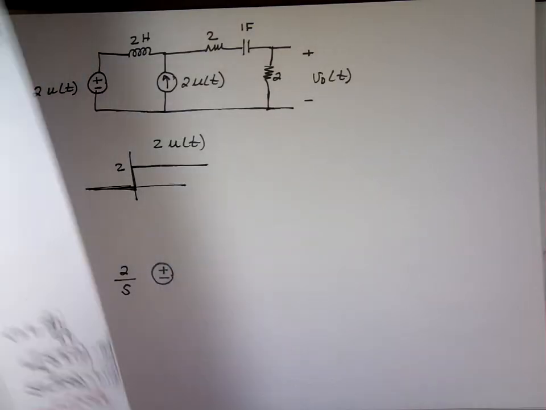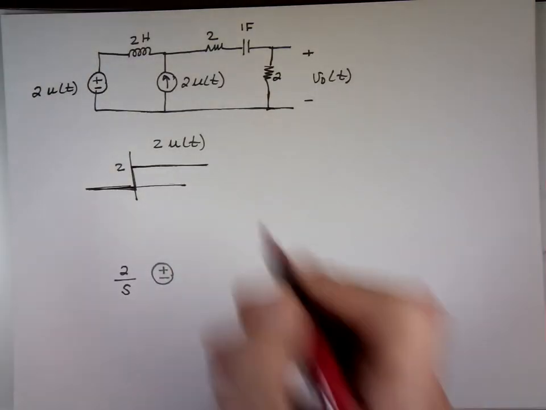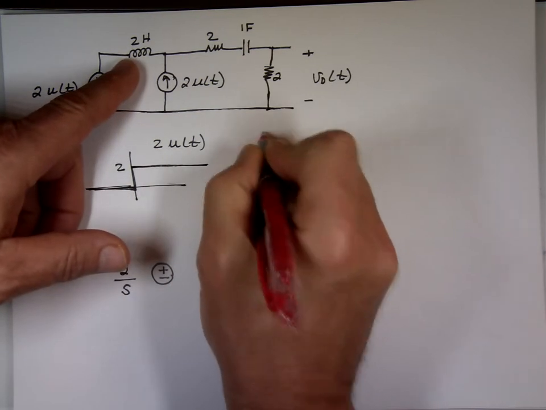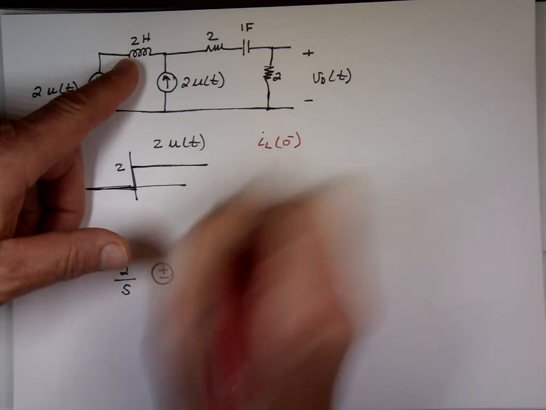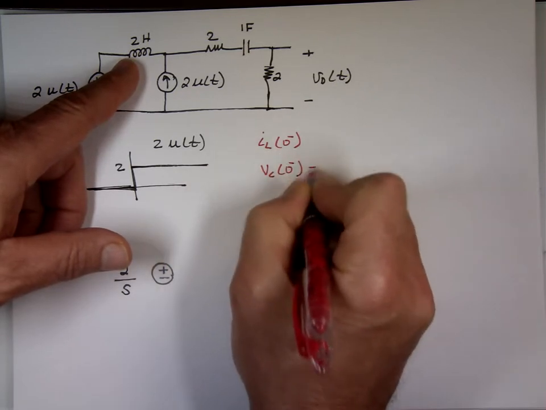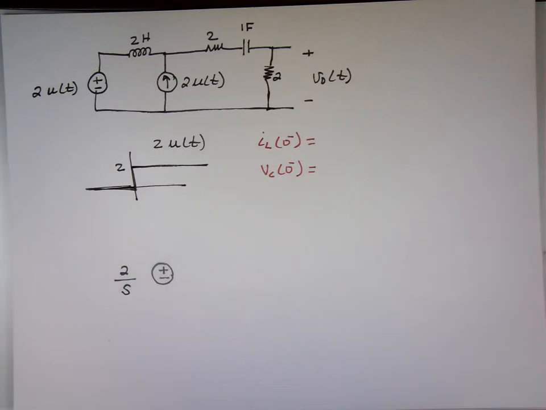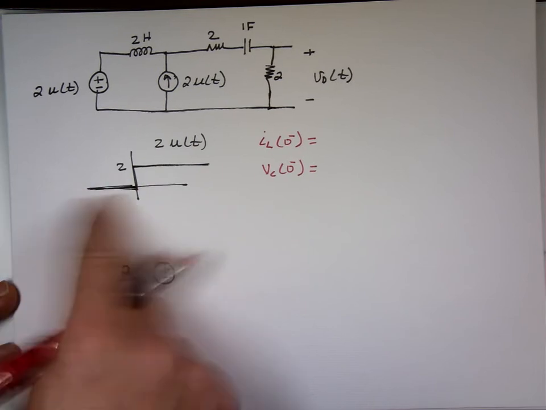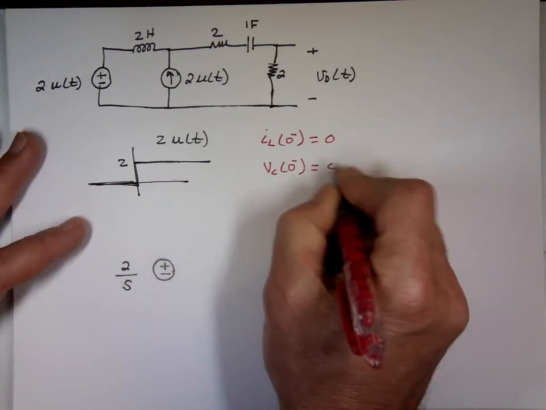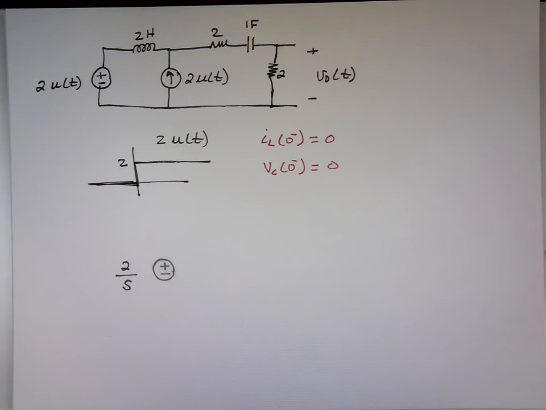I forgot to mention one more thing. What is my current through the inductor at 0 minus for this circuit? And what's the voltage across the capacitor at 0 minus in this case? Well, there is no source on the circuit for t less than 0. Your source was a 0. There's nothing going through it. So this is a 0, that is a 0. For this example. We'll change them soon.